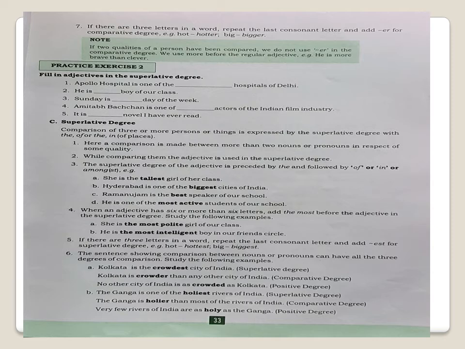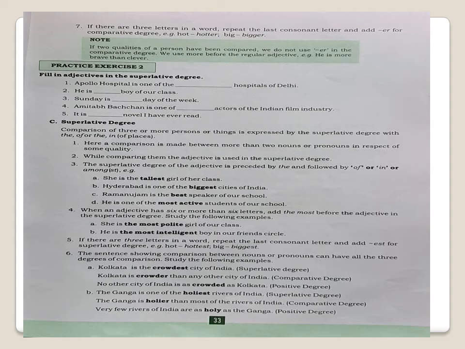If there are 3 letters in a word, repeat the last consonant letter and add er. Like hot, hotter, hottest. H is a consonant, o is a vowel, and the last letter t is also a consonant, and it is a 3-letter word. So we'll double the last letter: hotter, and hottest. Bigger: big, the last letter is a consonant, so we have doubled the g over here.